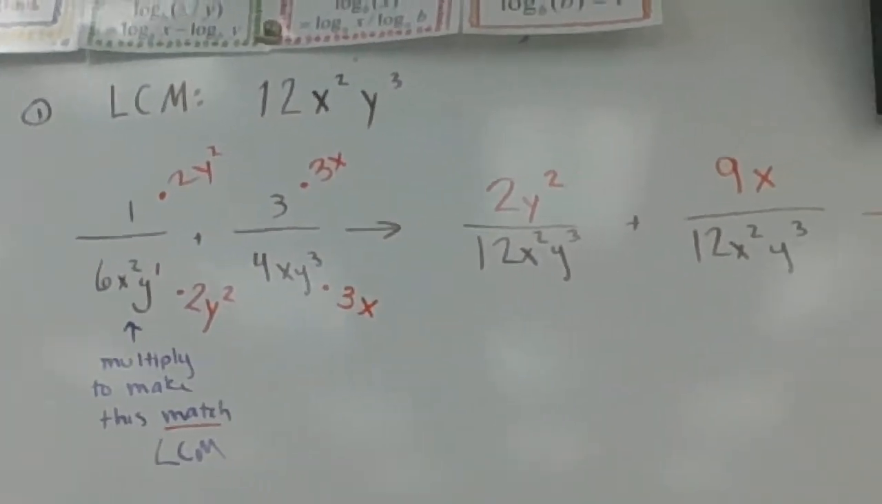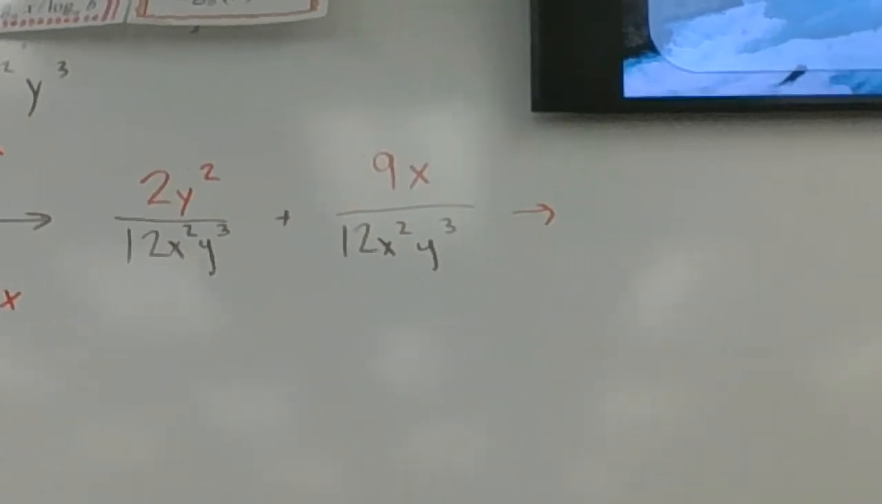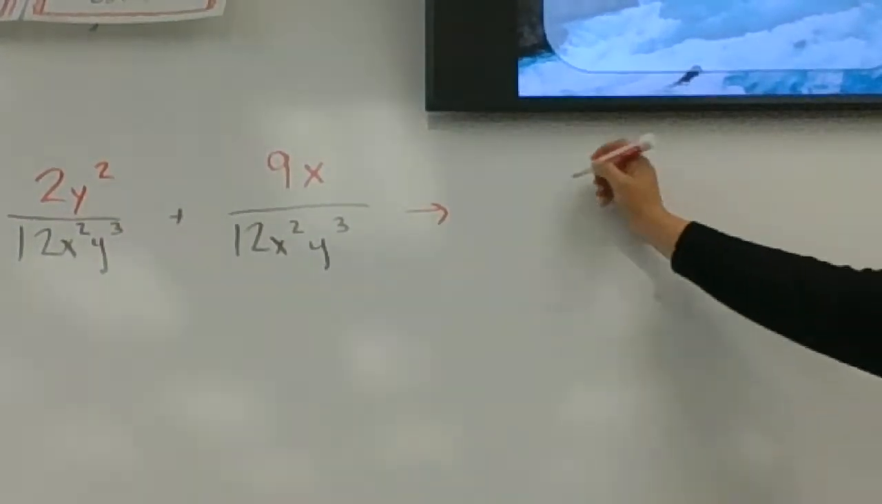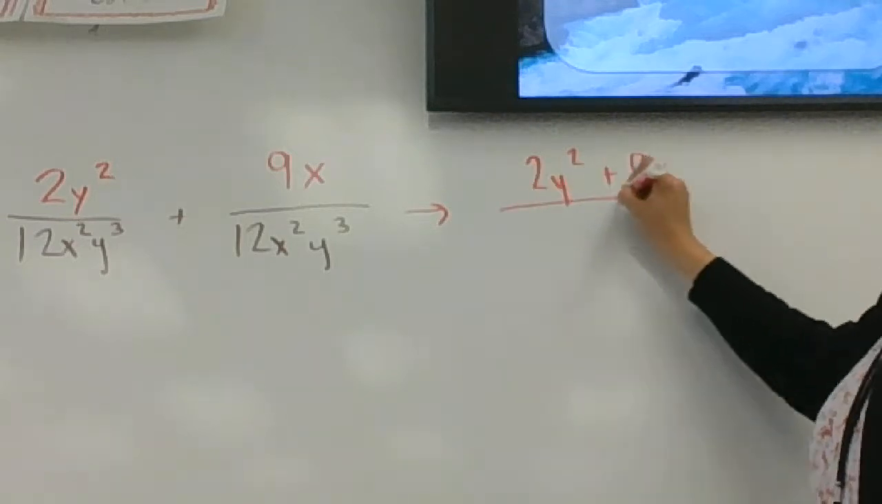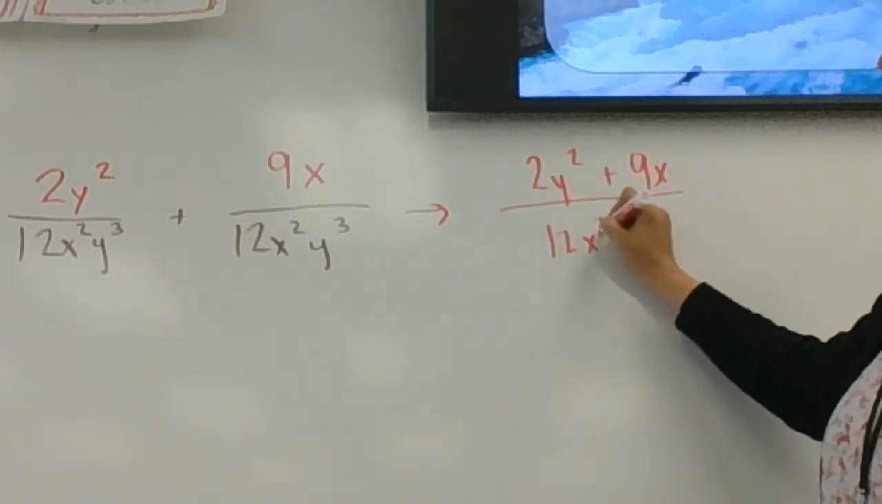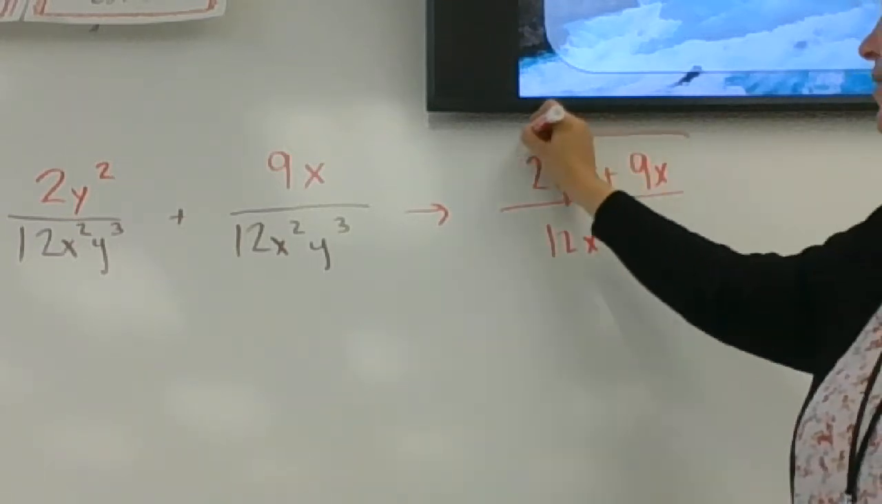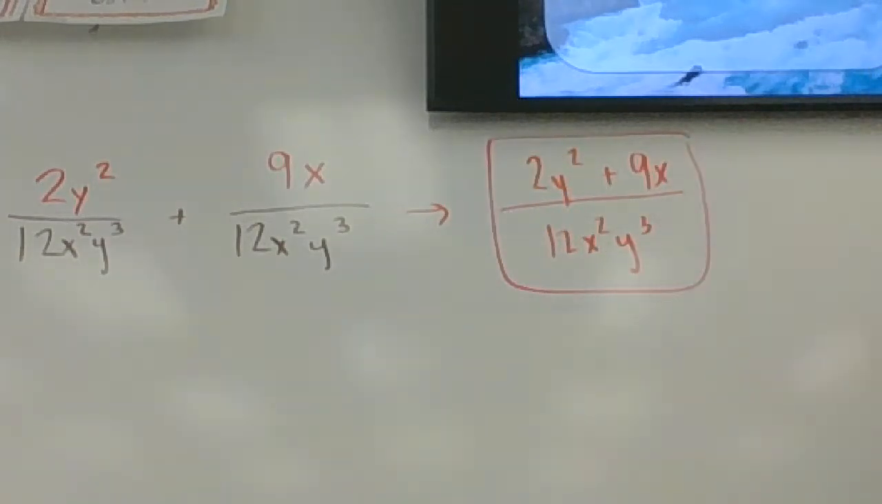Alright, so now that we have a common denominator, we can actually just write that as one fraction. 2y squared plus 9x all over 12x squared y to the third. That's your answer. So you're adding fractions with multiple term variables.